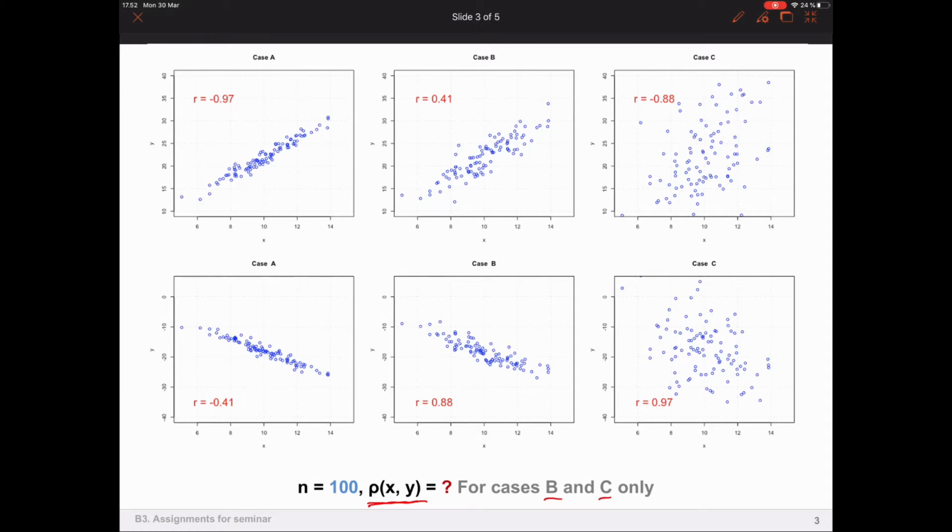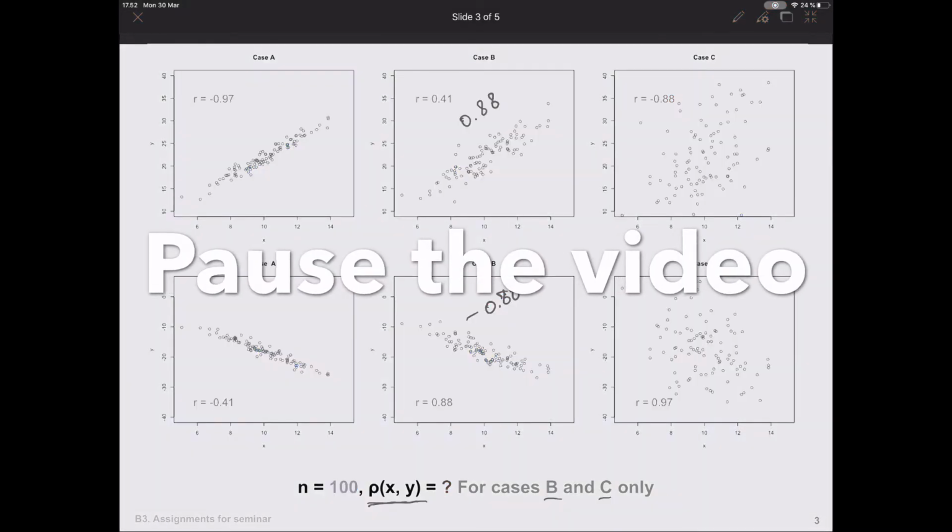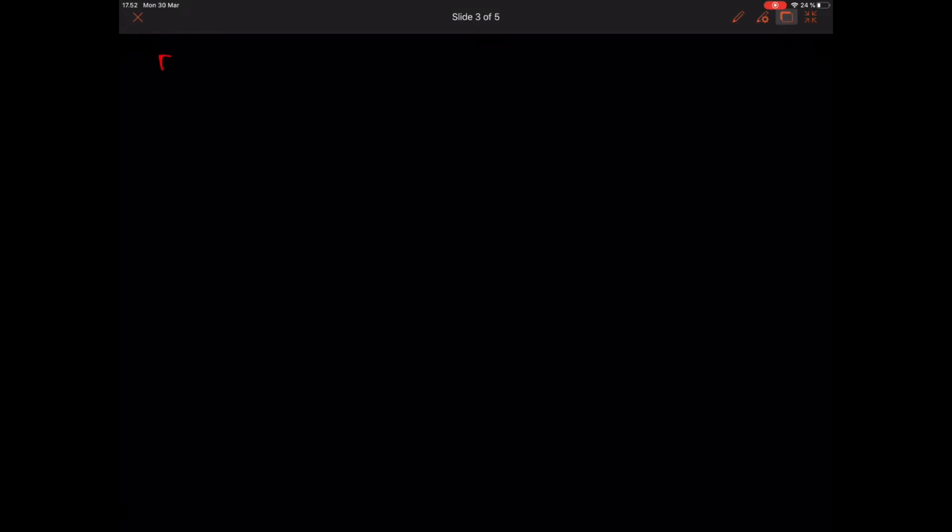And remember that first you also have to write down the correct correlation coefficient. So in this case, this is 0.88, and this is minus 0.88. Okay, let me take the negative one. What we know is that first of all the correlation is minus 0.88, and we also know that the sample size is 100, right? So that's what we know.